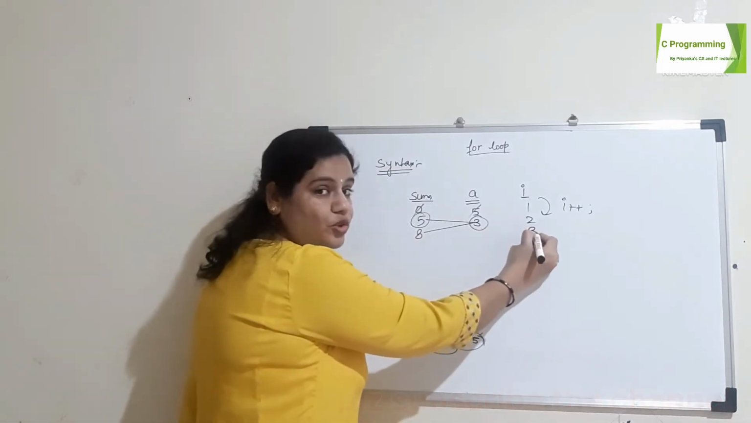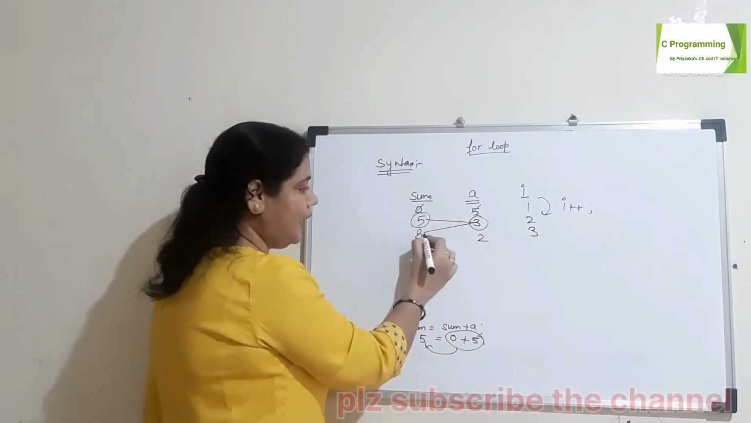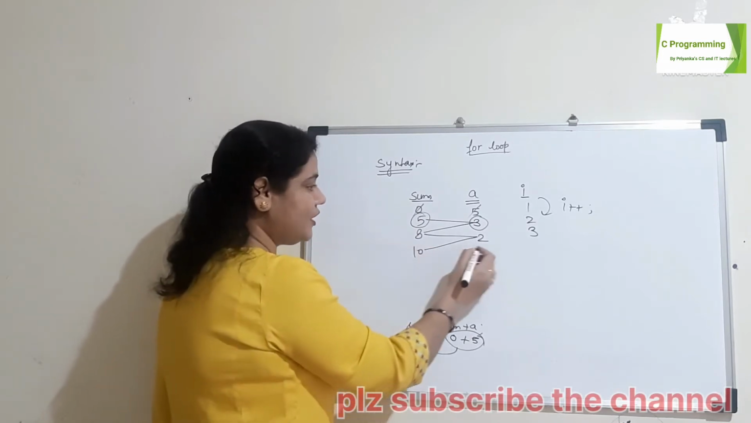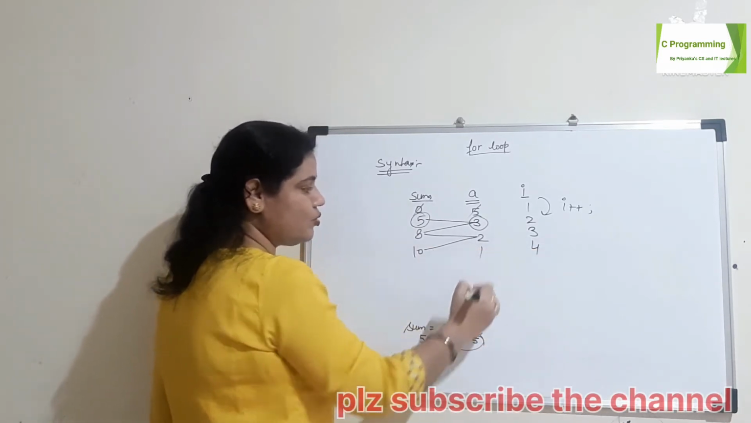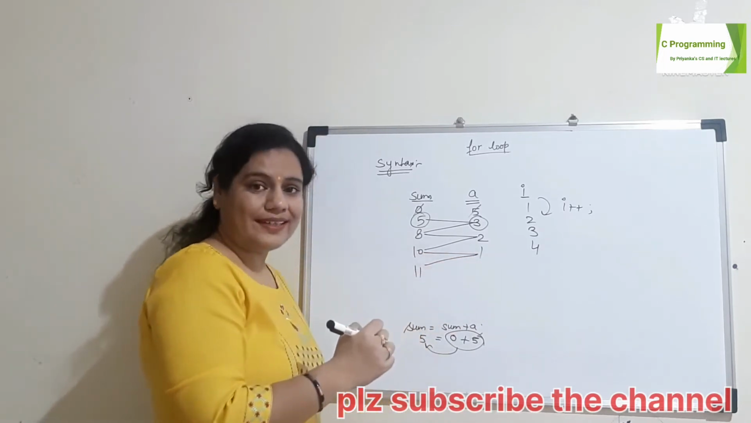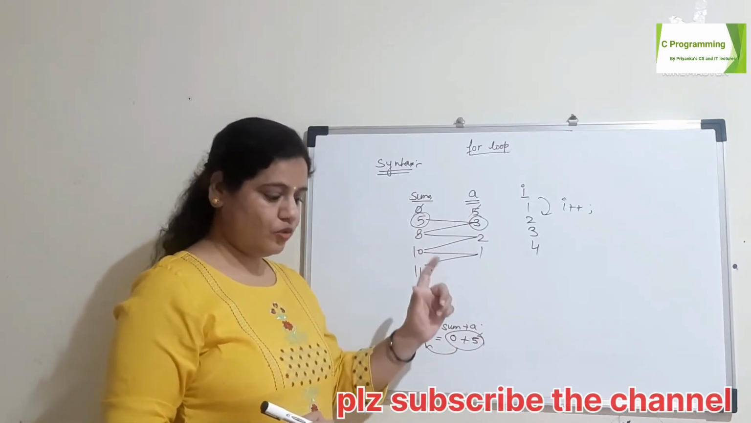Then the third value the user has to enter. Suppose the user has entered 2. Then 8 plus 2, that is what? 10. After that, the fourth value the user has entered is 1. 10 plus 1, 11. Like this you need to move your statements. First of all, what you need to do?